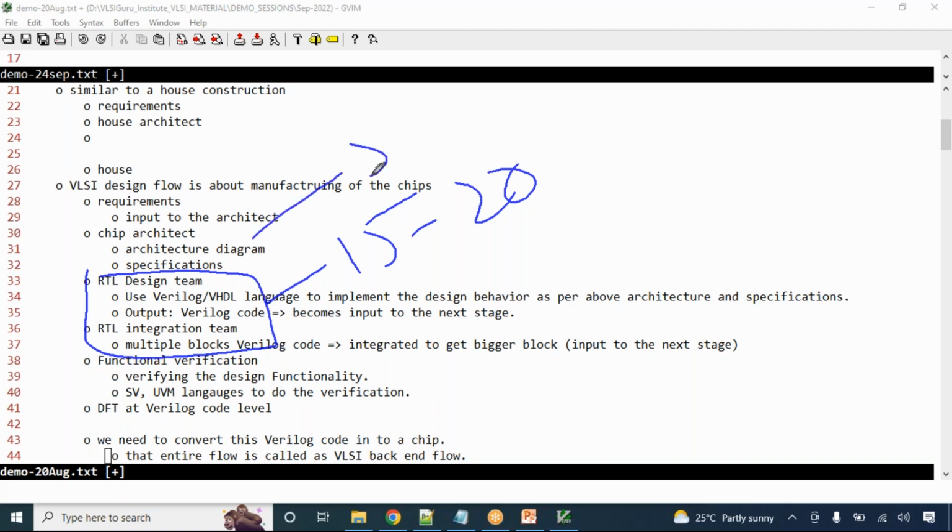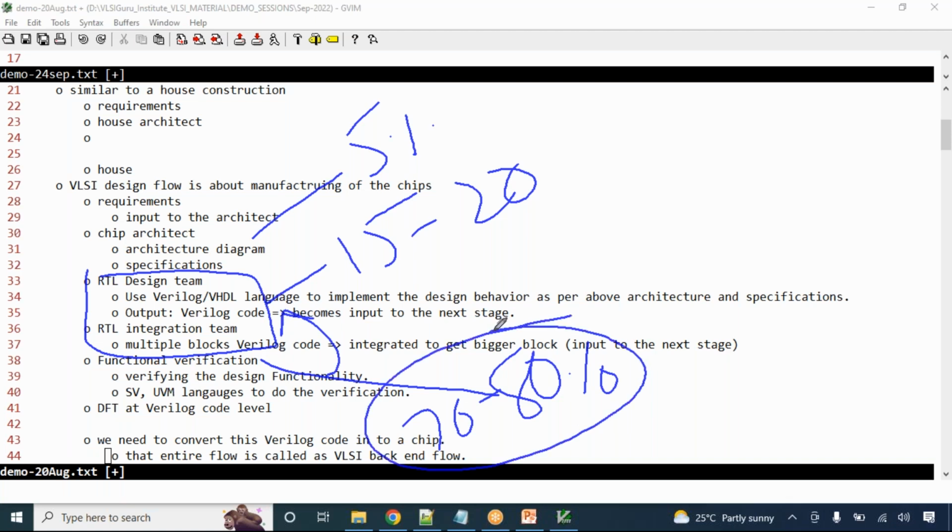This can be managed with 25% of the team. How much is left for functional verification? Around 80% of the team is left for functional verification. I would say 70 to 80%. Because there are always times where you may need some more people for design activity, depending upon the situation. But there will always be more opportunities in functional verification.